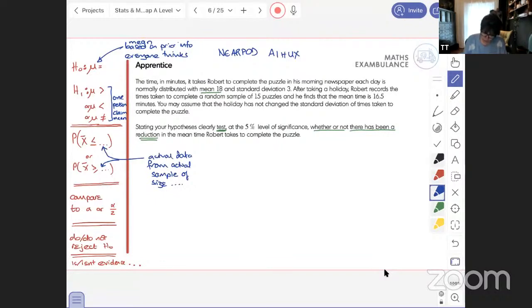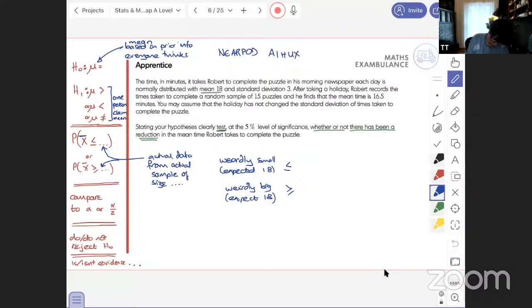If the actual data is weirdly small, don't forget 18 is what we're expecting. If we're expecting 18 and we get something a lot lower than 18, then that's weirdly small. So we're going to do less than or equal to. If it's weirdly big, so we're expecting 18, if it's weirdly big, then you do bigger than or equal to. But there is one more job, and it's to do with this line here.